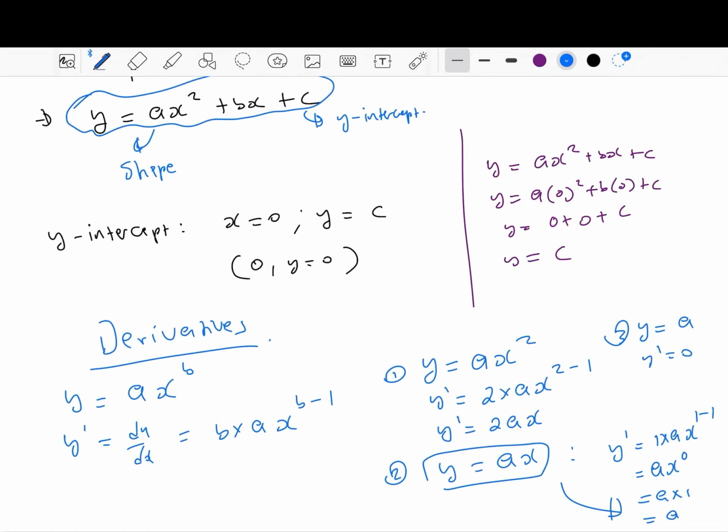Two things that you need. So what you have to learn here: you've learned what a derivative is, just the general equation of a derivative, and then you know the derivative of ax squared is 2ax. The derivative of ax is a. The derivative of a constant is 0.